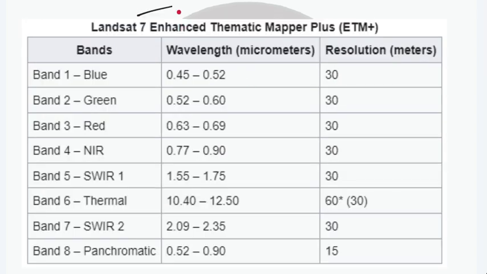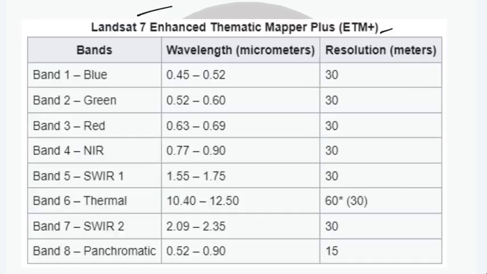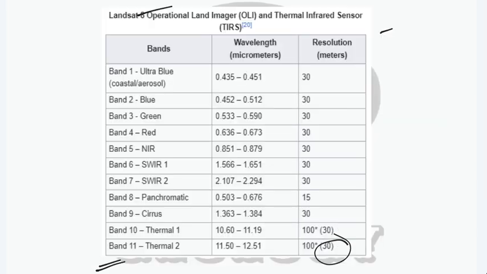Then in Landsat 7, what happened is the enhanced thematic mapper. This is thematic mapper, only 1 sensor is extra, sorry. That is panchromatic. Always panchromatic resolution is very high. Always. Okay, that is the enhanced thematic mapper.